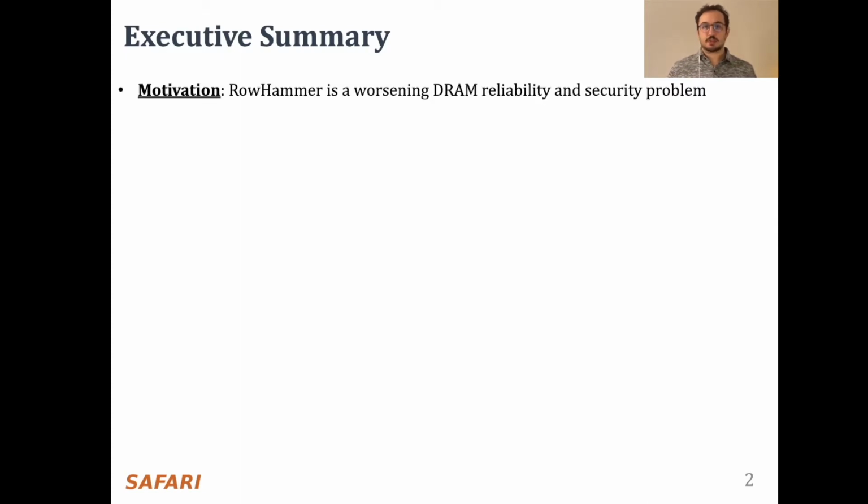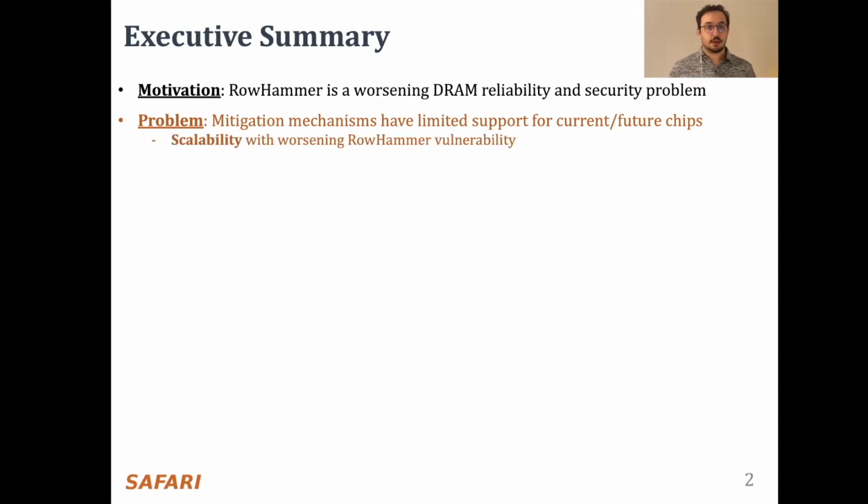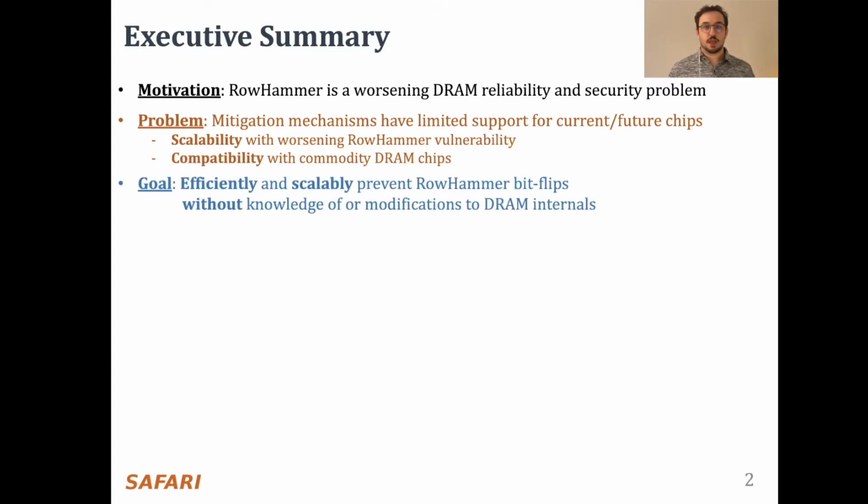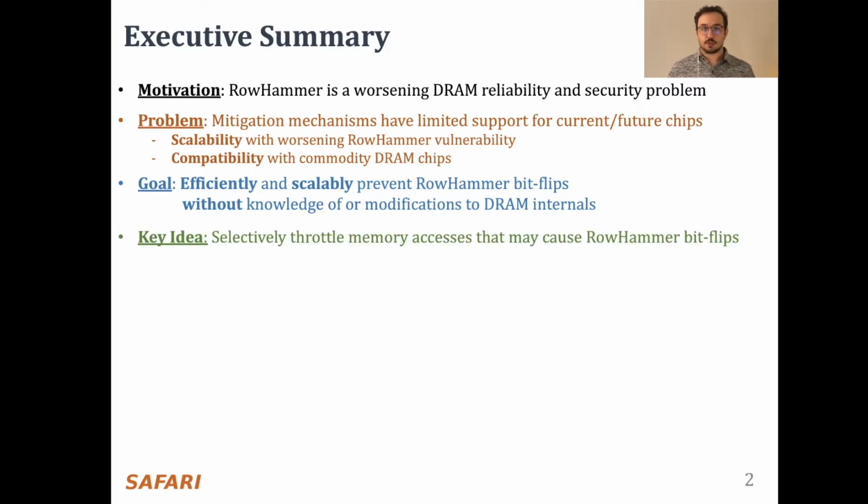RowHammer is a worsening DRAM reliability and security problem. However, state-of-the-art RowHammer mitigation mechanisms face limitations supporting current and future commodity DRAM chips because of two reasons: limited scalability with worsening RowHammer vulnerability, and limited compatibility with commodity DRAM chips. The goal of this work is to efficiently and scalably prevent RowHammer bit flips without knowledge of or modifications to DRAM internals. Our key idea to achieve this goal is to selectively throttle memory accesses that may cause RowHammer bit flips.